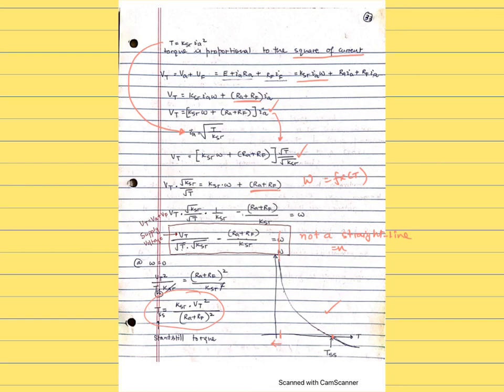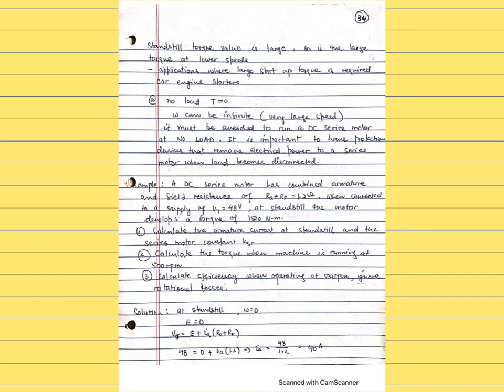So let's look at a question, which is on a DC series motor. It's a DC series motor that has a combined field and armature resistance of 1.2 ohms. When it's connected to a supply of 48 volts at standstill, the motor develops a torque of 1500 Newton meters. Calculate the armature current at standstill and the series motor constant.